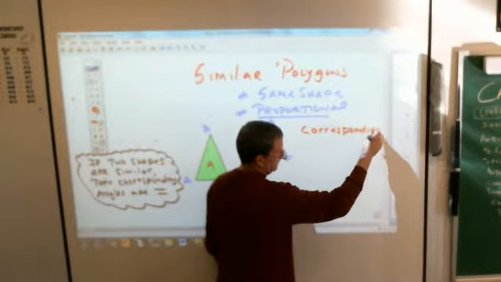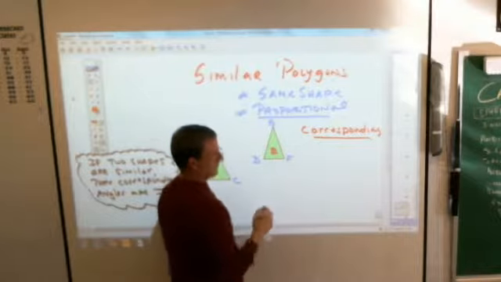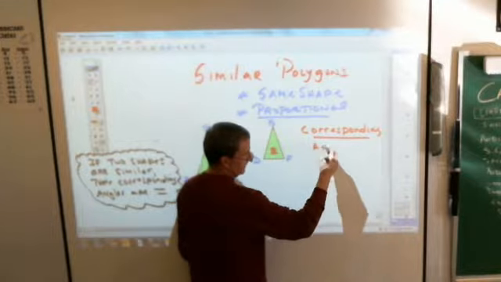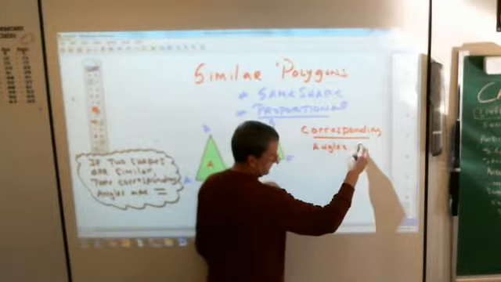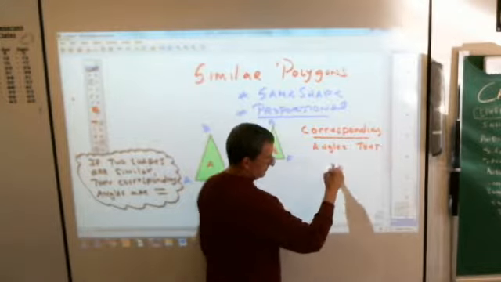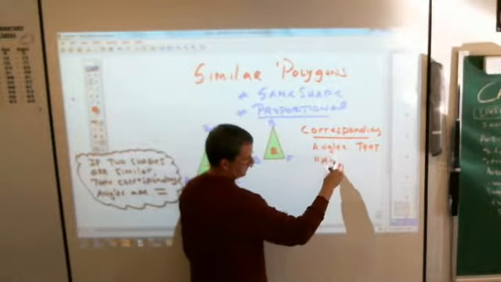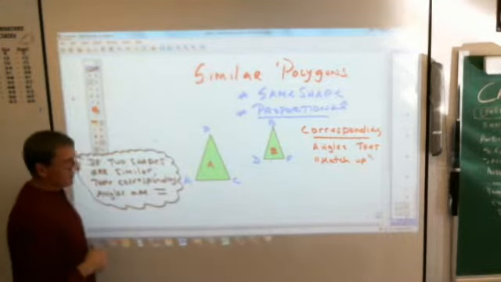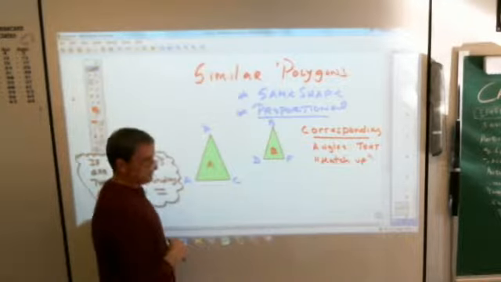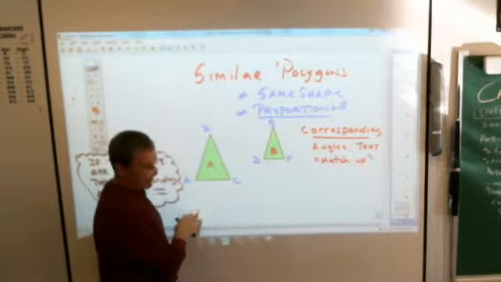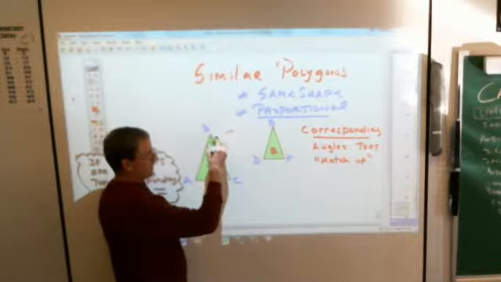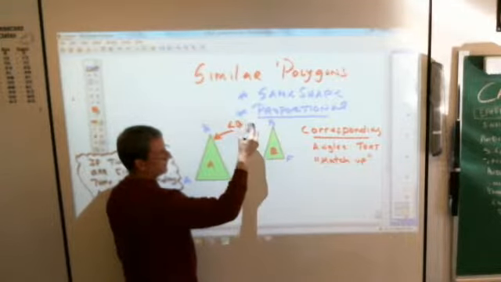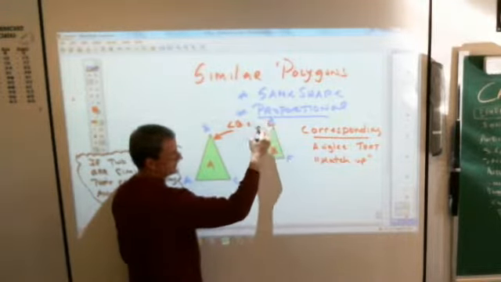Corresponding means basically the things that match up. Angles or sides that match up. Angles, and I'm going to put match up in parentheses. And by that, for this thing here, if you're looking at the angles that match up, the small angle on this one corresponds, angle B would correspond to angle E. They're the ones that match up.